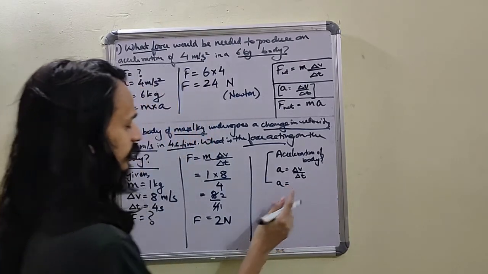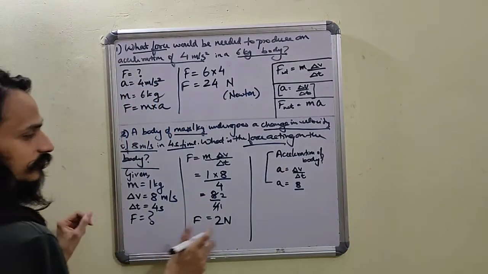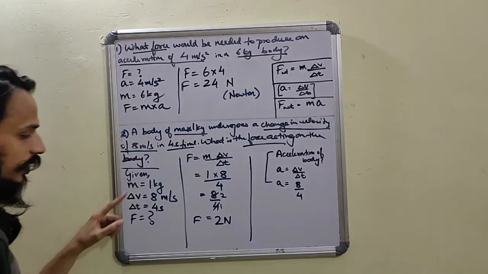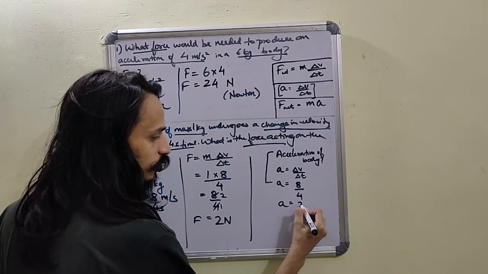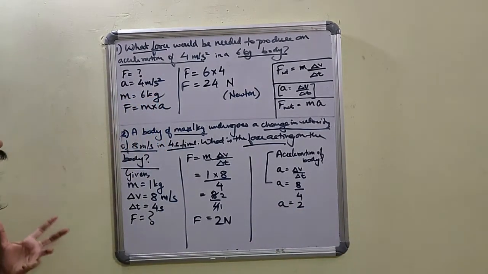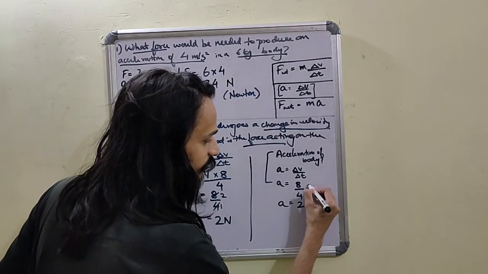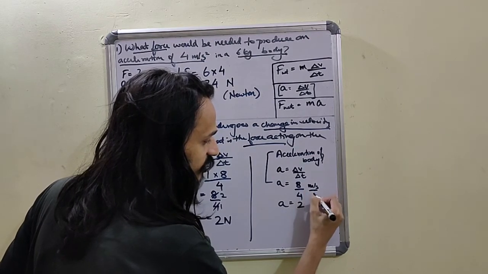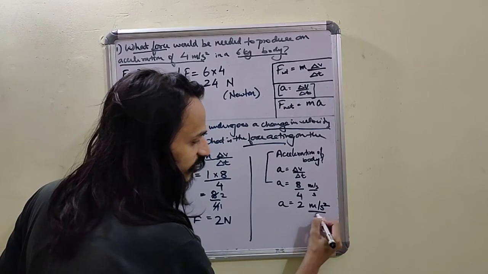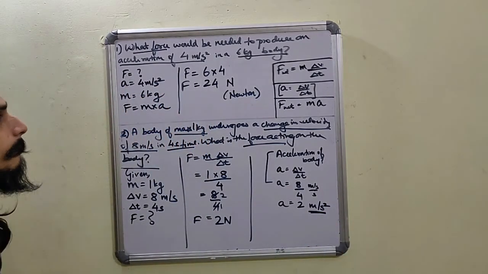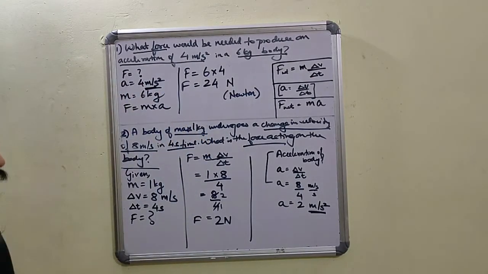Acceleration equals delta v, which is 8, divided by delta t, which is 4. 8 by 4, so acceleration is 2. But 2 what? 2 meters per second square. If you notice, this is meters by second, this is divided by second, so it becomes 2 meters per second square. That is the unit for acceleration. It's also mentioned in the question here if you see. So that is about it.